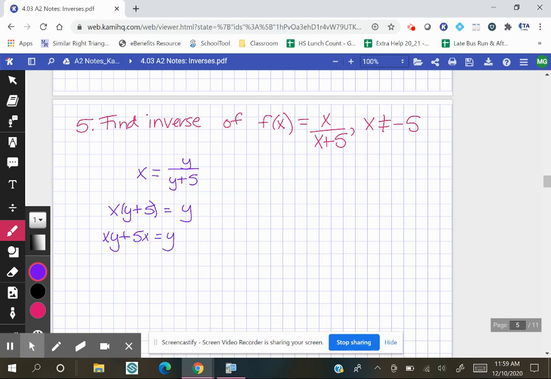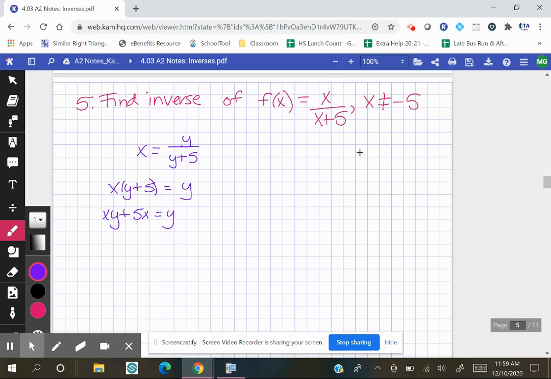You want to get all your y's on one side of the equation. I'm going a little faster and skipping some steps because you should have done this already on your own. Subtract my 5x over, and then anytime I have 2 of the same variable I'm solving for, I want to get them on the same side of the equation and then factor out. Then I can solve for y, so I get negative 5x over x minus 1, and our last step is to write it out.